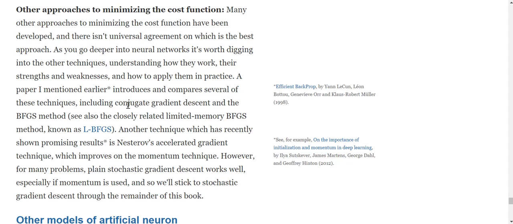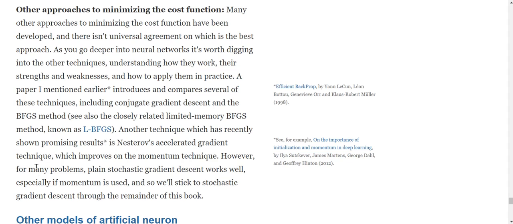Alright, so a paper I mentioned earlier introduces and compares several of these techniques, including conjugate gradient descent and the BFGS method. See also the closely related limited memory BFGS called LBFGS. Okay, this sounds quite cool. Another technique which has recently shown promising results is Nesterov's accelerated gradient technique, I'm sorry if I butchered that name, which improves on the momentum technique.